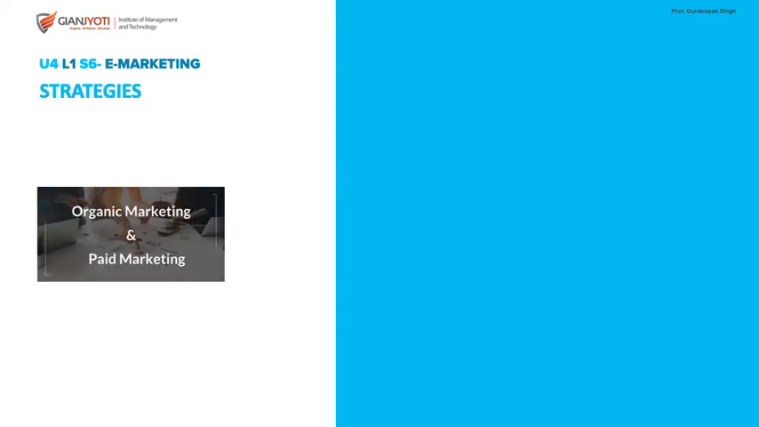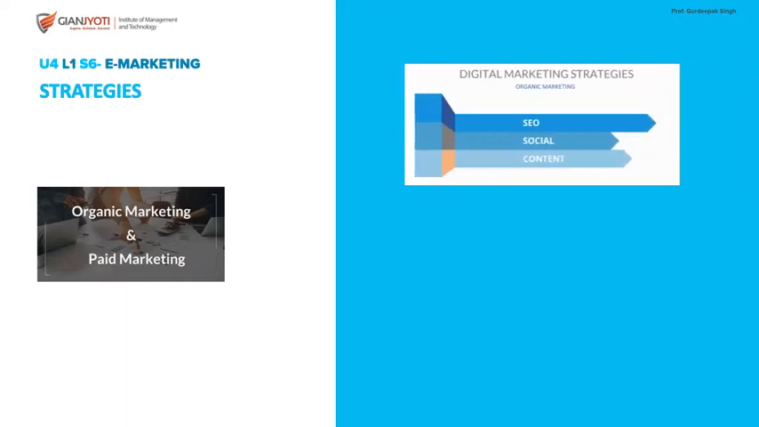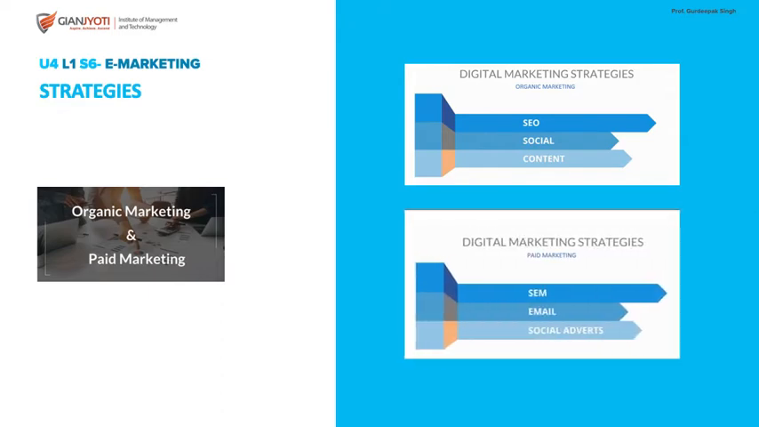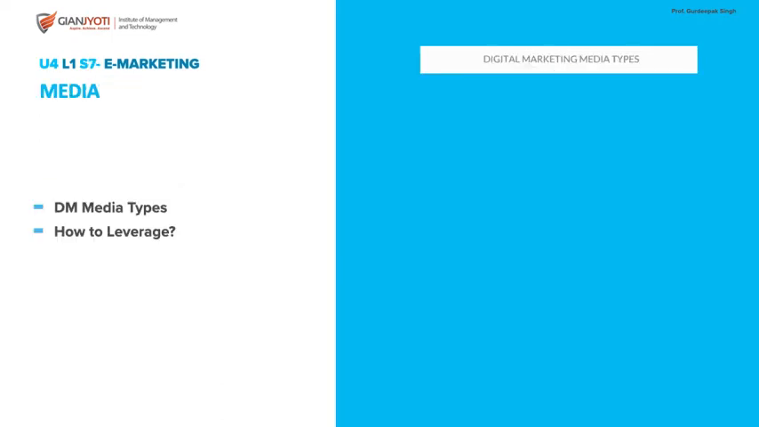What are the different strategies when we talk about digital marketing? Basically we use either organic marketing or paid marketing. When we talk about organic marketing, that is search engine optimization, we'll be going into the details of these topics, social marketing and content marketing. So these are organic strategies. If we talk about paid marketing, the strategies would be search engine marketing, email marketing, and social advertisements. This is where you have to pay for this marketing.